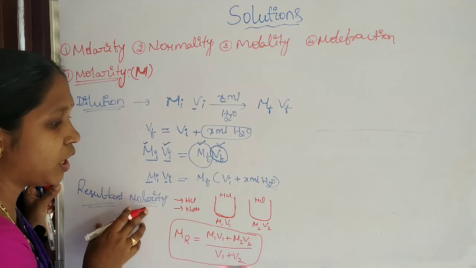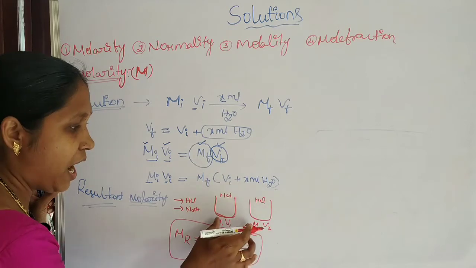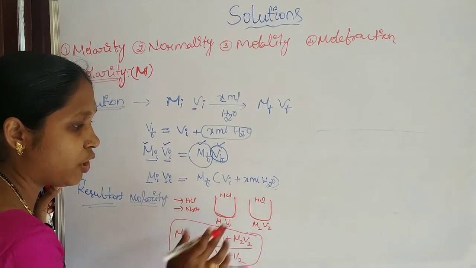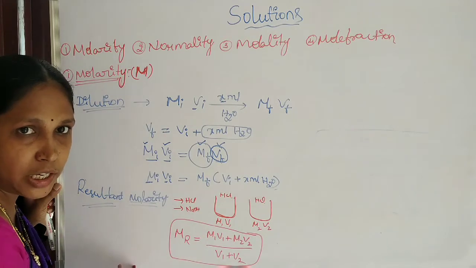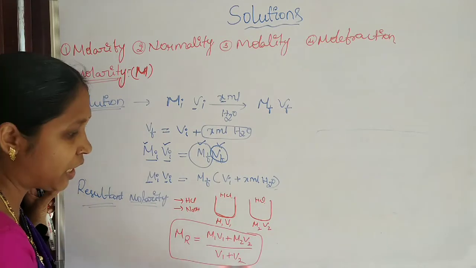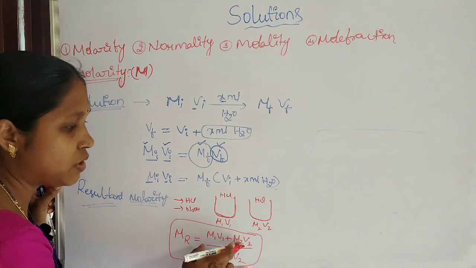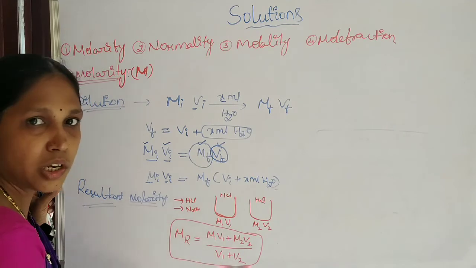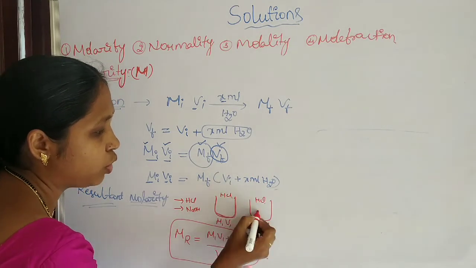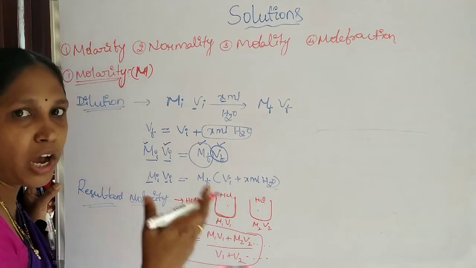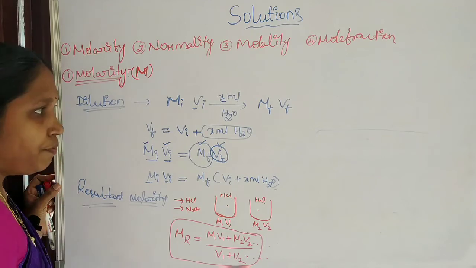The intermixing of two solutions of the same substance having different molarities and different volumes gives a final solution with a different molarity. How will we calculate the resultant molarity? It is the ratio of M1 V1 plus M2 V2 and so on, divided by V1 plus V2 and so on. Here I am taking 2 solutions, but you can take 3, 4, 5 like that. This is the resultant molarity.